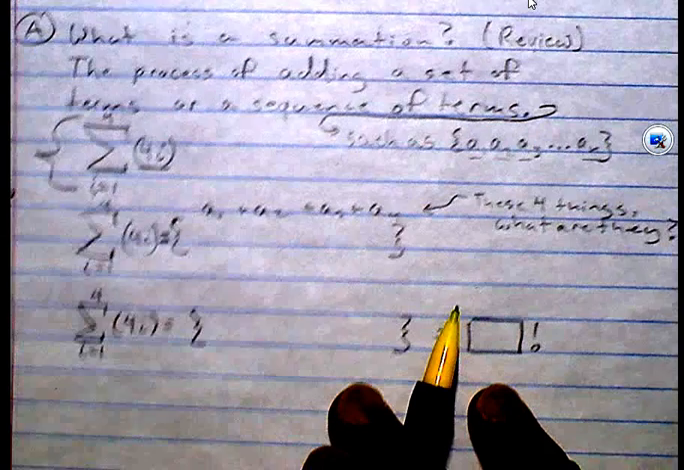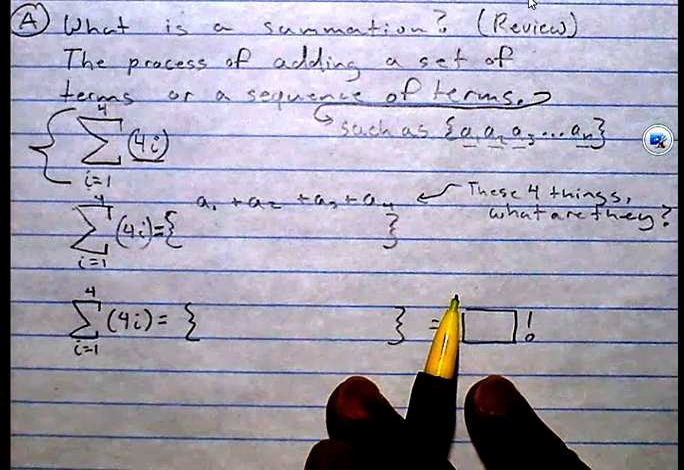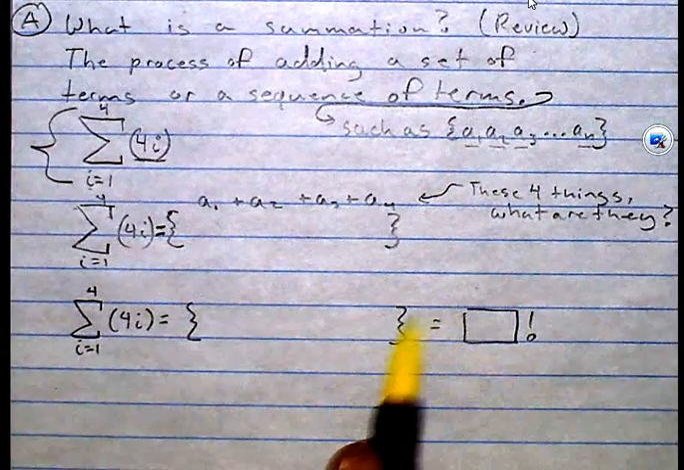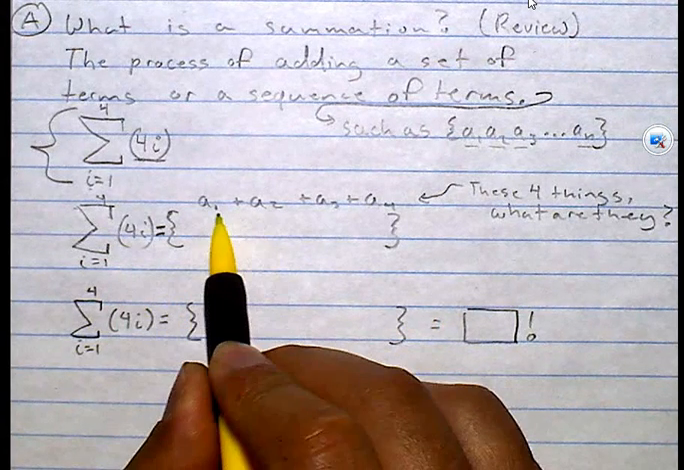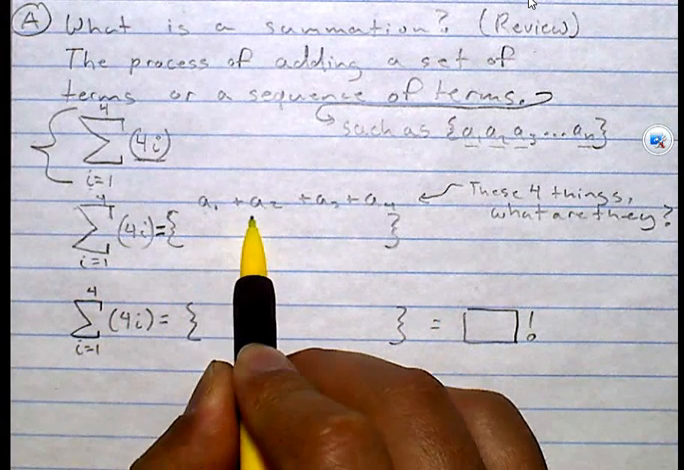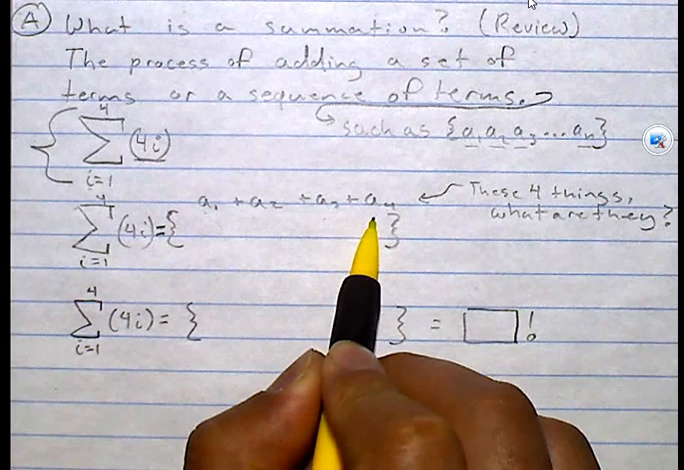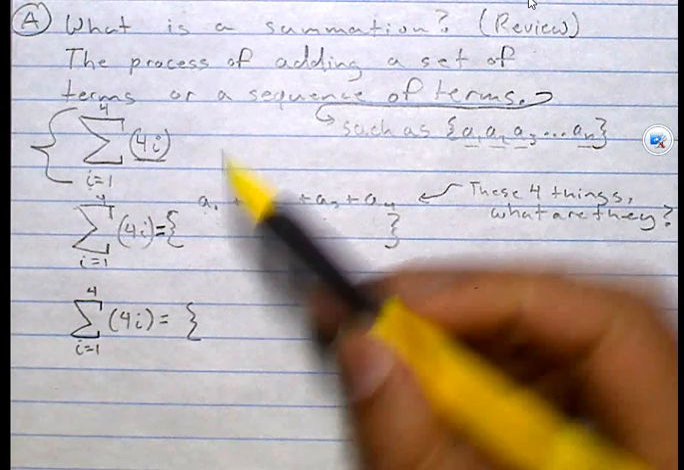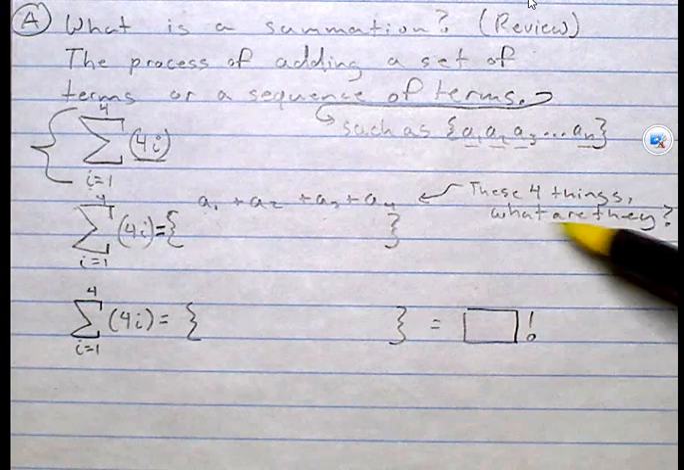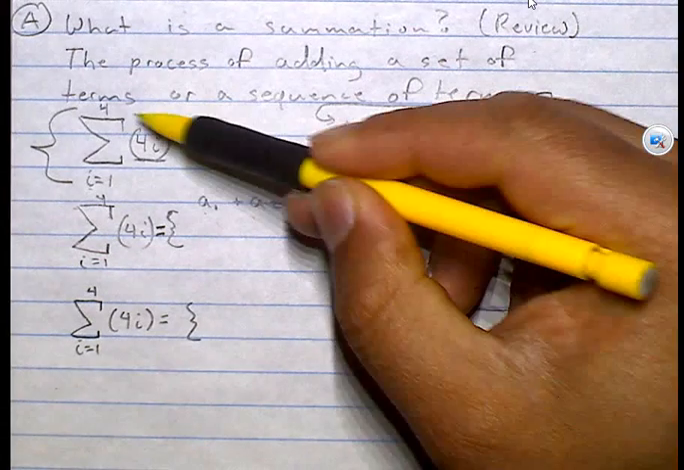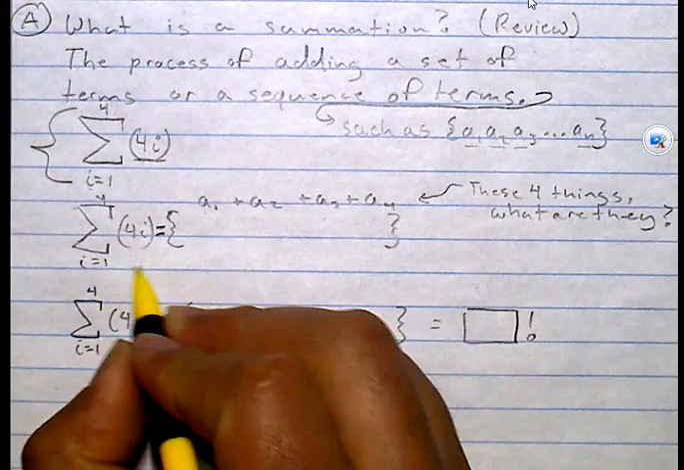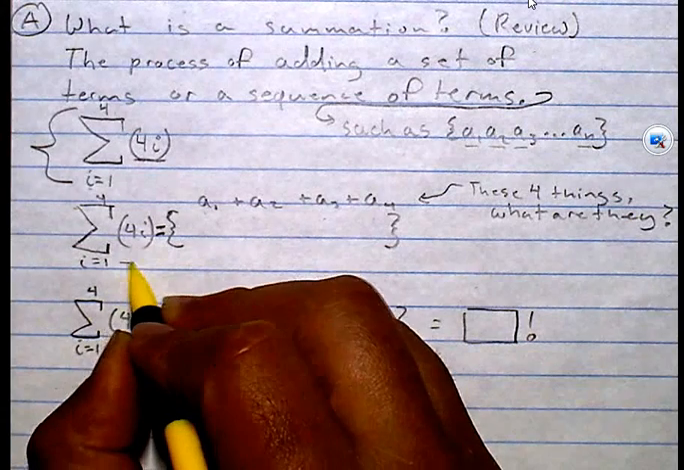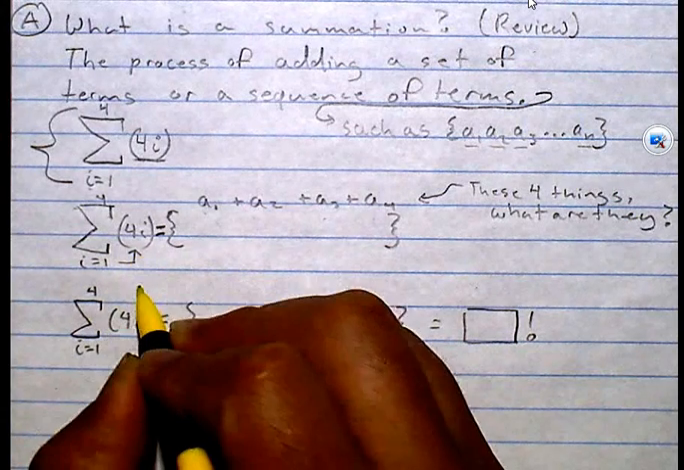How do I get these 4 things? Okay, that's what I want to talk about. Well, these 4 things are the first term, the second term, the third term, and the fourth term. I know there's only 4 terms in this sequence because it's 1 to 4. I'm going to figure out what those terms are by substituting 1, 2, 3, and 4.